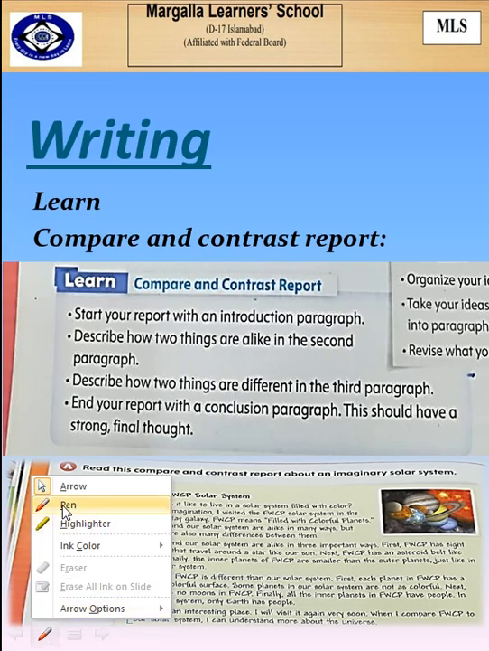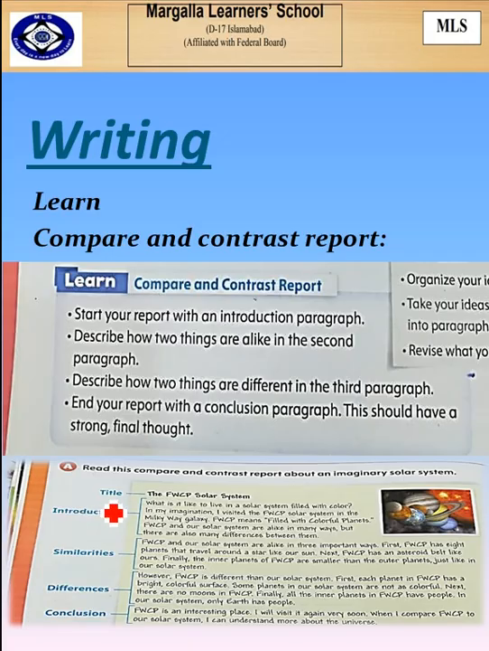The first thing that you will need for a compare and contrast report is the title of the report. The first thing that you are going to write before starting to write a report is the title of the report. The second thing is start your report with an introduction paragraph. You know what an introduction paragraph will contain, right? Introduction will contain the introduction of your title. You're going to introduce your title in the introduction paragraph.